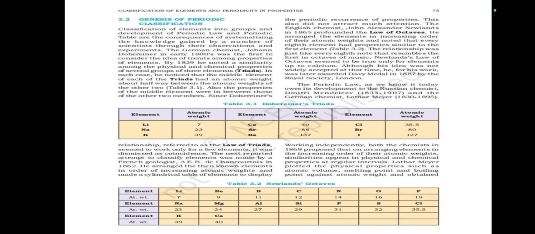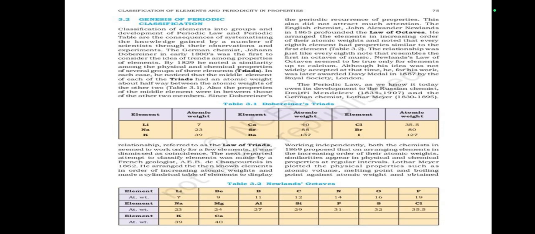He noticed that the middle element of each of the triads had an atomic weight about halfway between the atomic weights of the other two. Table 3.1. Also, the properties of the middle element were in between those of the other two members. Döbereiner's relationship, referred to as the law of triads, seemed to work only for a few elements. It was dismissed as coincidence.